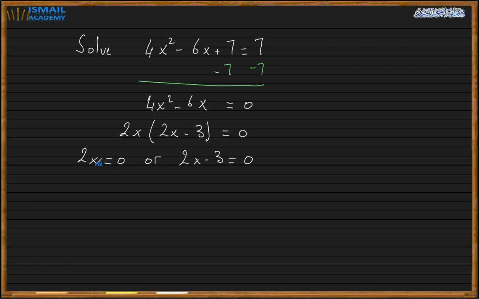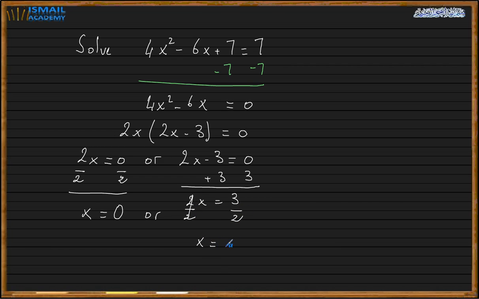Now to get x, I divide by 2 both sides, and 0 divided by a number is 0, so don't get confused on this. Or here I add 3 both sides, so I get 2x equals 3. Then I divide by 2, so I end up having x equals 3 over 2. So my set of solution will be 0 and 3 over 2. So this is for the first case.